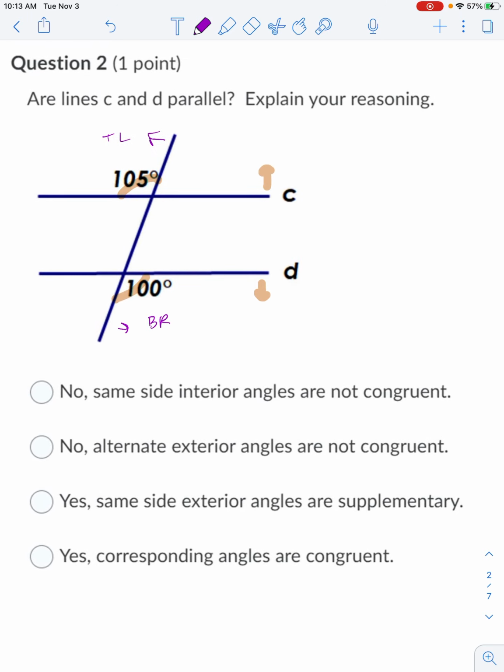And we know that alternate exterior angles should be congruent if these two lines are parallel. But are those two angles congruent? No, 105 and 100 are not the same. So because they are not the same, we would say no, these lines are not parallel because alternate exterior angles are not congruent.